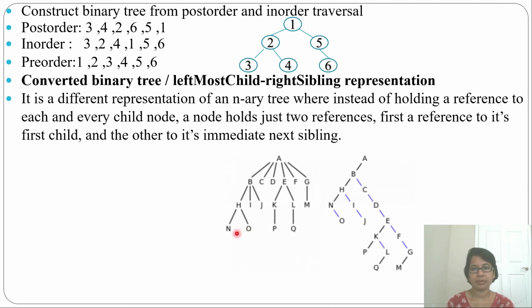So H will hold information of I, J plus N, and N will hold information of O. Every node is keeping just a reference of its left child and its right sibling. Like here E has left child K, so E will hold K and K will hold L, because L is its right sibling. K has one child, that is P, L has one child, that is Q, and it will be stored as left. Then G has one child, M. I think you guys understood what leftmost child, right sibling representation is. If you have any doubts, just ask me in the comments. Thank you.